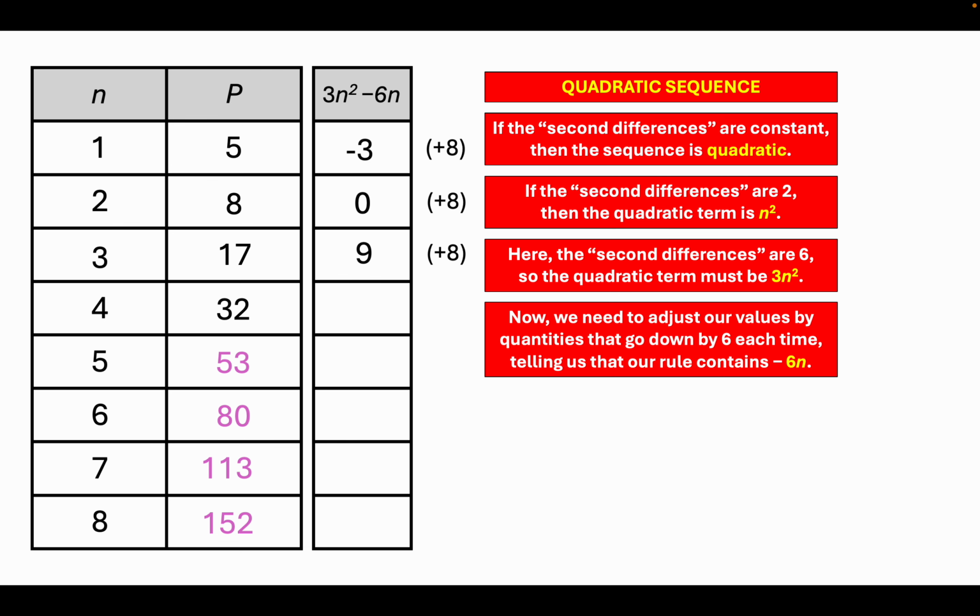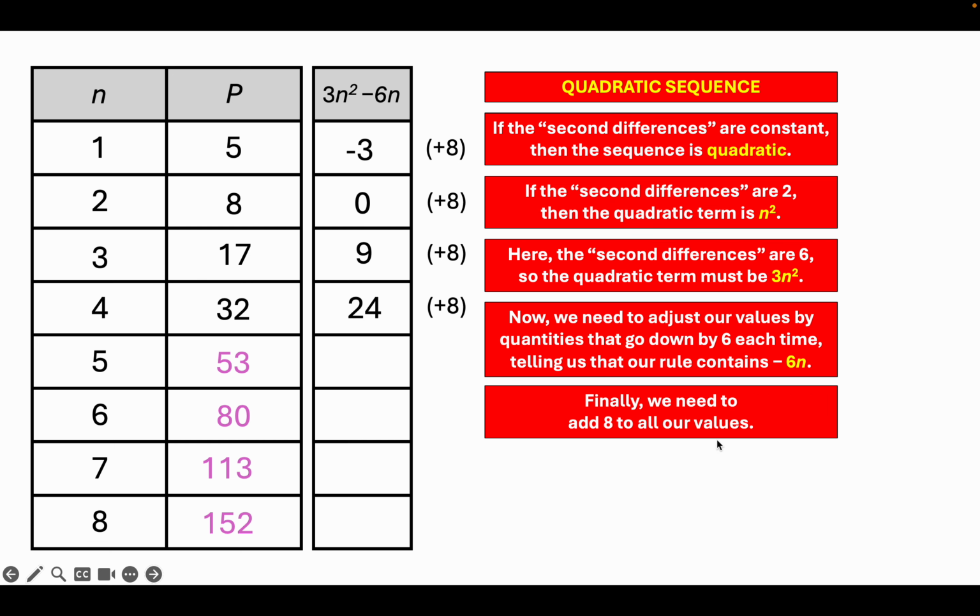And then the next one, 3 times 4 squared minus 6 times 4 gives me 24. But to get to the number that I actually want, which is 32, I'd need to add 8 to it. So we need to add 8 to all of our values to get the values that we want. So we try it with a rule that says 3n squared minus 6n plus 8.